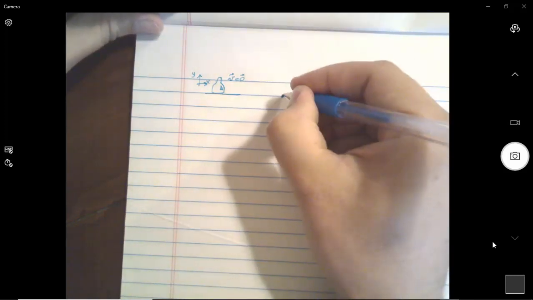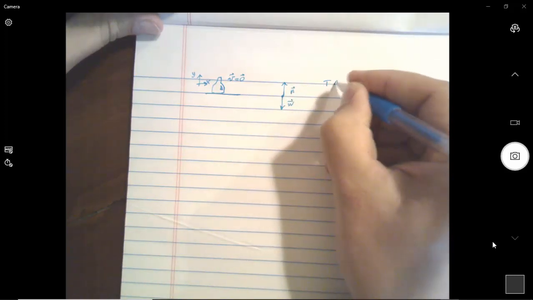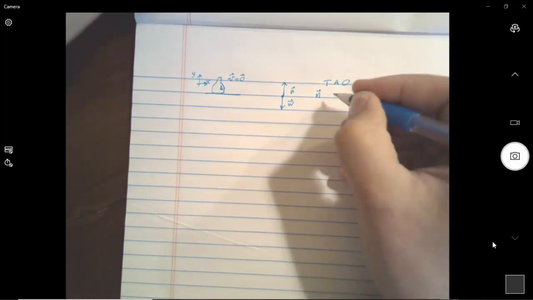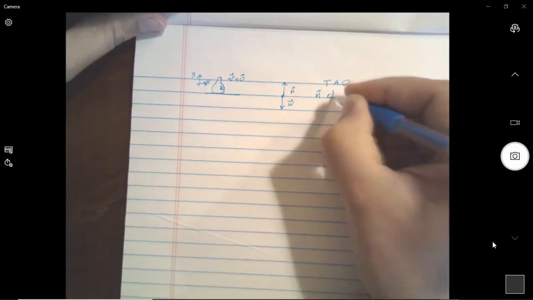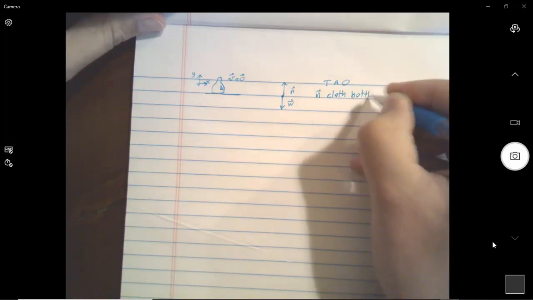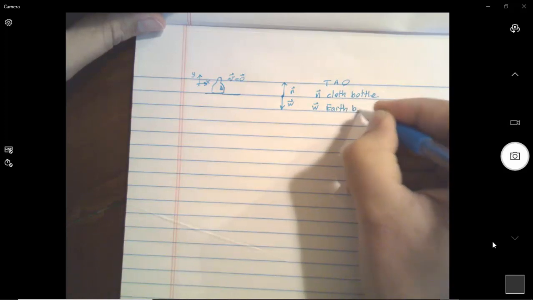So if we were to draw a simple little free body diagram, we'll draw better ones later, we'd have normal force pointing up and weight pointing down. Let's go ahead and add a little tau chart. So we have the normal force. The agent of the normal force is basically the cloth, and the object is the bottle. And then we have the weight. The agent of the weight is the earth, which is pulling down on the bottle.